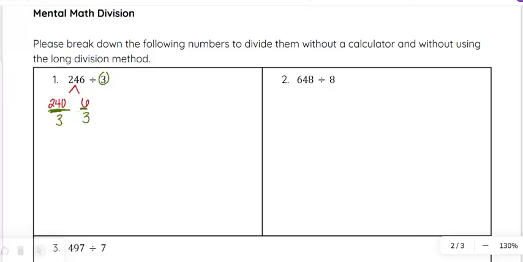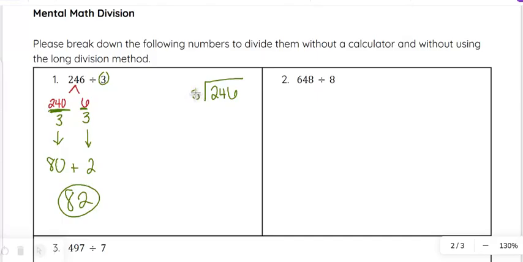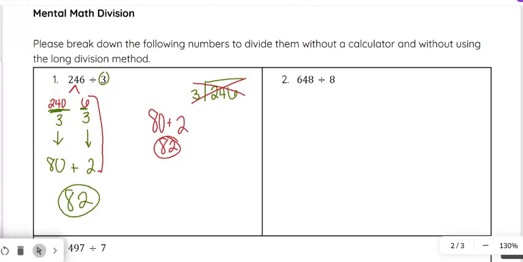If I divide each of these by 3, let's start with 240 divided by 3. If you look at 24 divided by 3, that's 8. So 240 divided by 3 is 80. And then 6 divided by 3 is 2. And so we add those together and we get 82. You can go through that long division process and do 246 and put 3 over here and divide. But again, this is another way in your head. You might see, okay, 240 divided by 3 is 80 and 6 divided by 3 is 2. So that's going to be 82 as my answer.